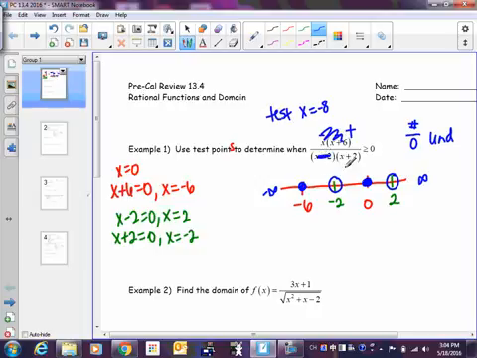That's going to be negative. And negative 8 plus 2, that's also negative. And a negative times a negative is a positive. So what is a positive divided by a positive? A positive, and is that greater than or equal to 0? Yes. So we shade this in.